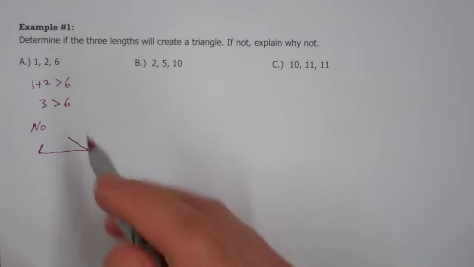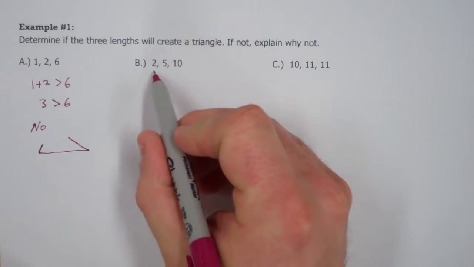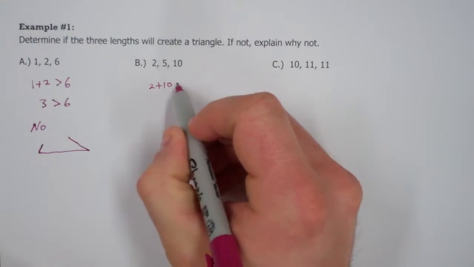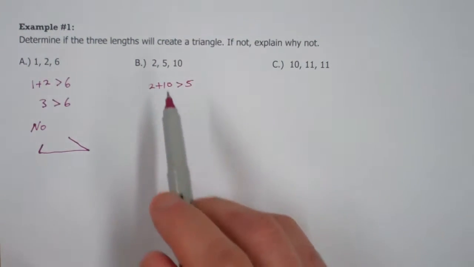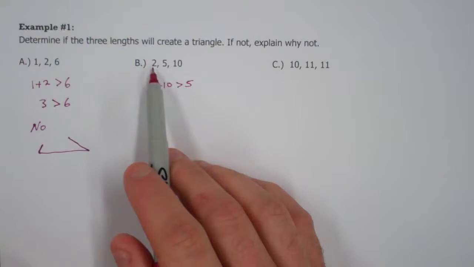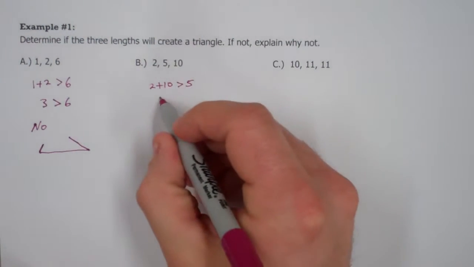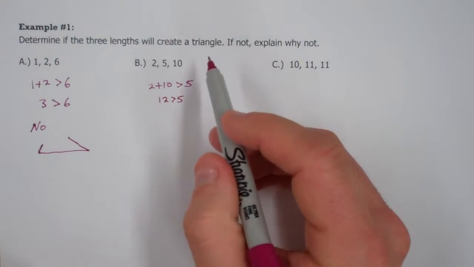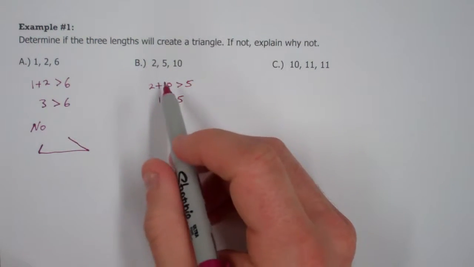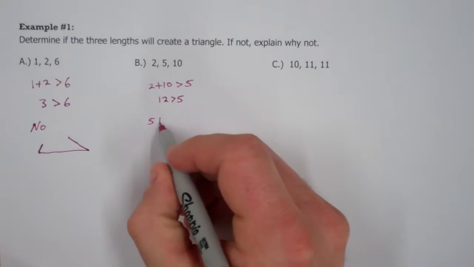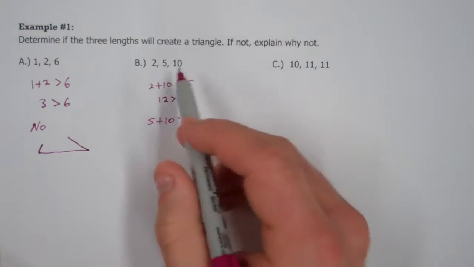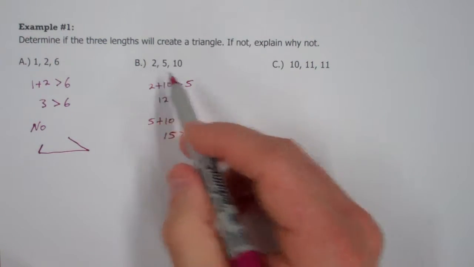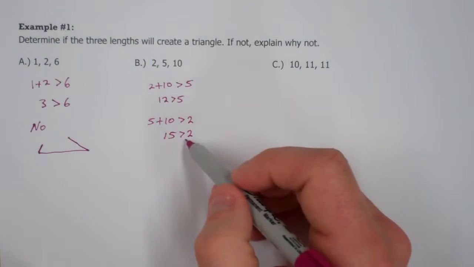Okay. For this one, let's try a different pairing. Let's do 2 plus 10. That's greater than 5. So you can do any one you want. You don't have to start off with the first two. You can do 2 plus 10, which is 12, and make sure that's greater than 5, and that's true. We could also do 5 and 10. So we're just picking two sides, and we're making sure that when we add those up, they're greater than the other side. So this one's good too. Good here and good here.